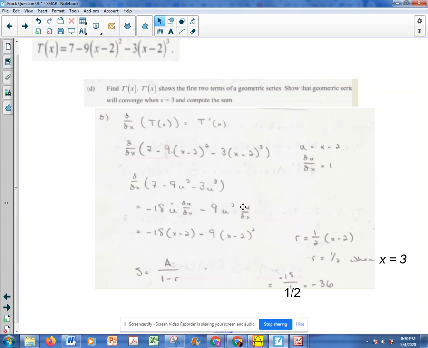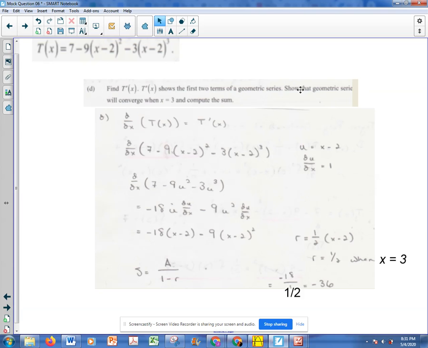We want to show it's a geometric series. If it's a geometric series, you have to multiply the first term by something to get the second term. What do we multiply negative 18 by to get negative 9? I think that would be a half. And what do I have to multiply x minus 2 by to get x minus 2 squared? That would be x minus 2. So I now know my r value is 1 half times (x minus 2).